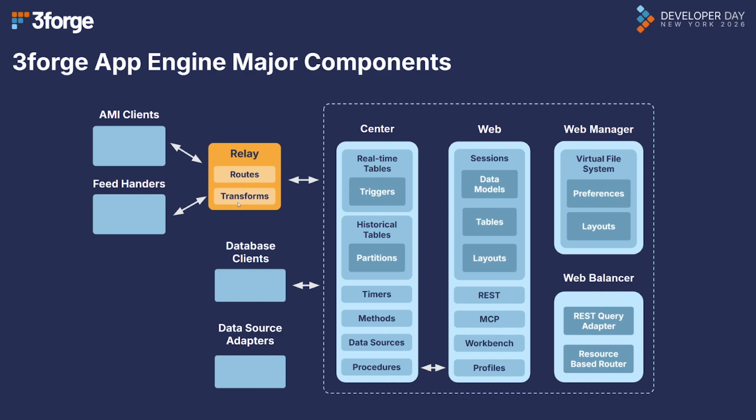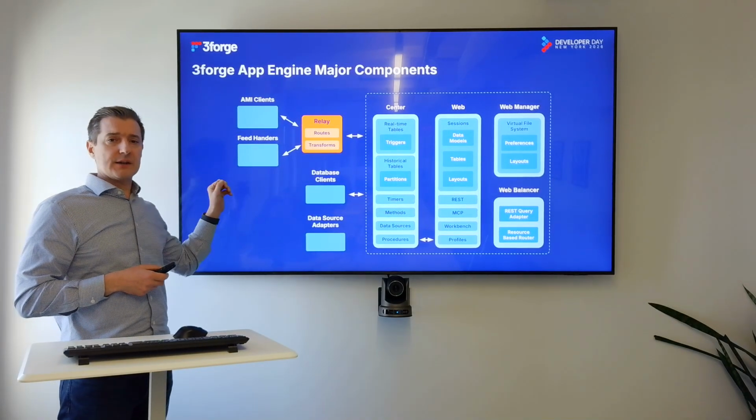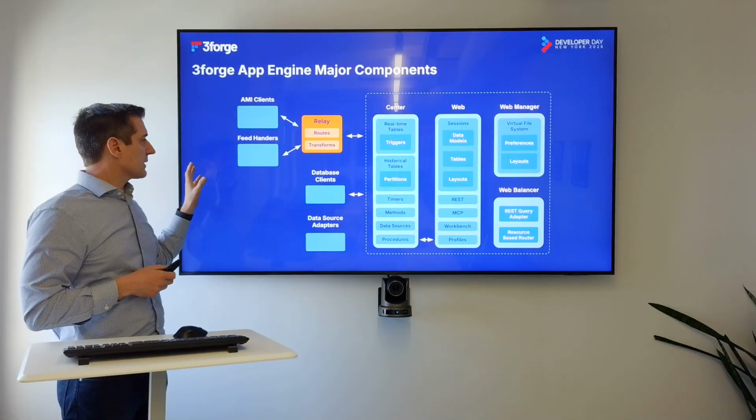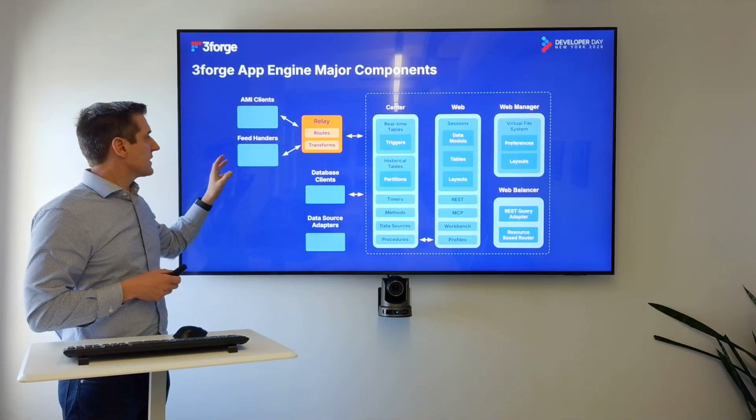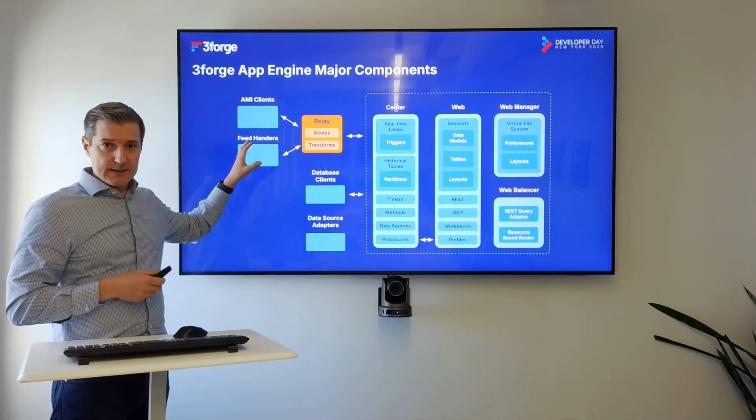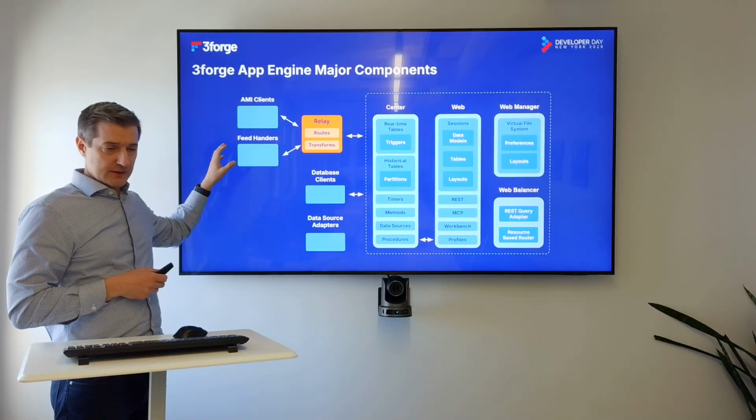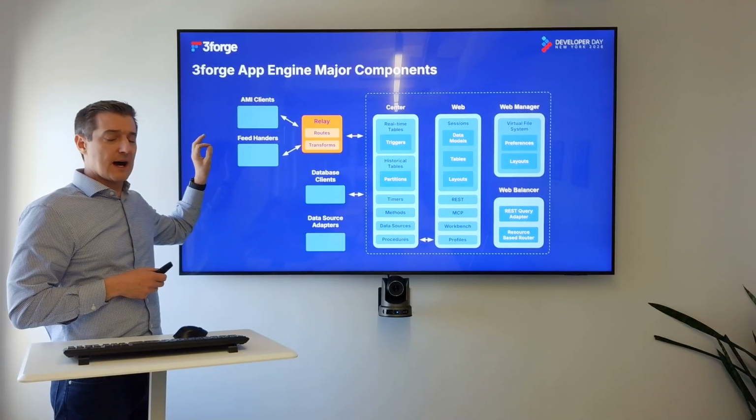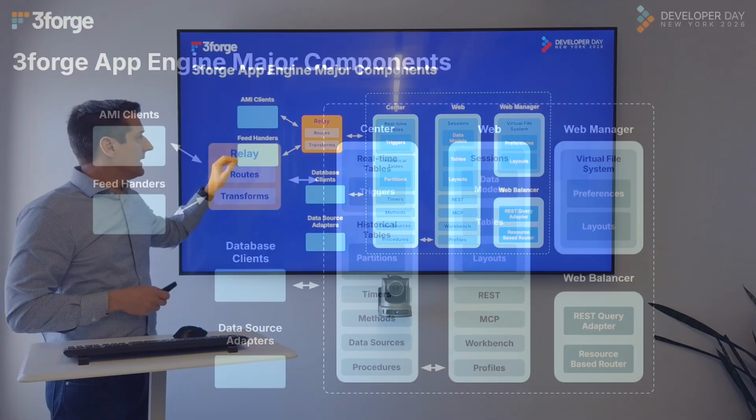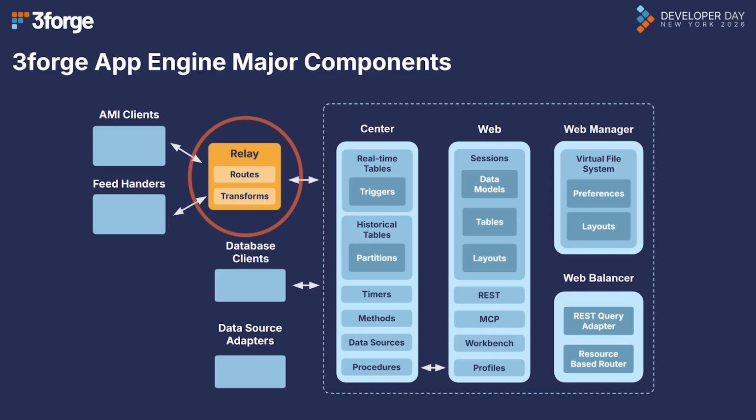Starting on the far left here, we have AMI clients and feed handlers. These are basically external applications that have data that we want to bring into 3forge. Generally speaking, these are real-time feeds of data, things coming over message queues, things being published onto topics. They go through something called the relay, which is a 3forge component.